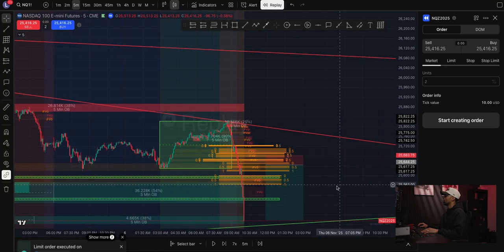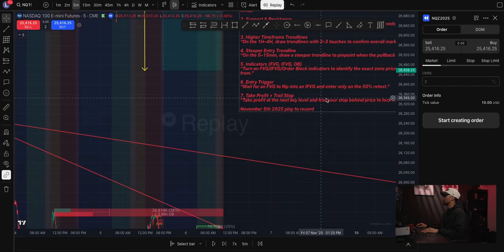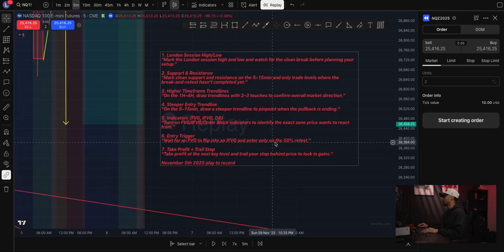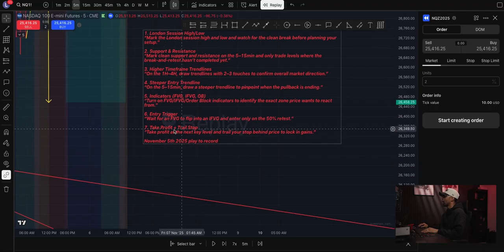Again, so that is the full entire strategy, everyone. The first portion of the strategy is mark the high and low of London. Second part is support and resistance. Third part is the higher time frame trend lines. The fourth part is steeper entry trend lines. The fifth part is turn on your indicators to get the precise entry. The sixth part is the entry trigger, right? Wait for the FVGs to flip into the IFVGs to enter only on the 50% retest, right? We seen that happen. Take profit plus trail stop. Take profit at the next key level and trail your stop behind price to lock in gains, right?